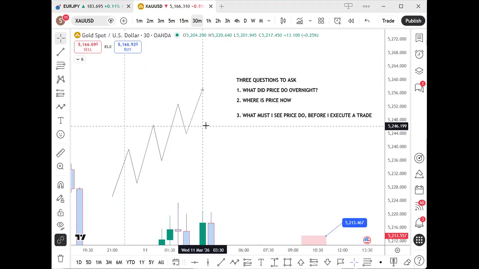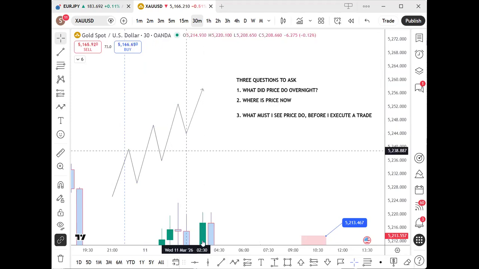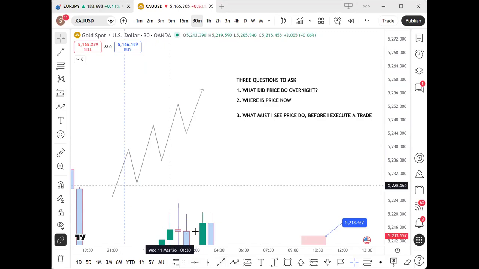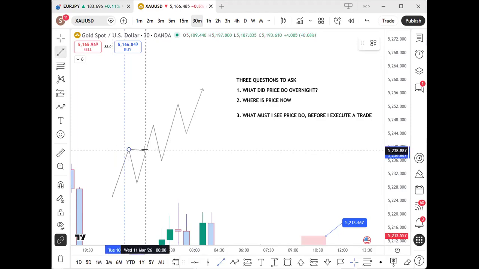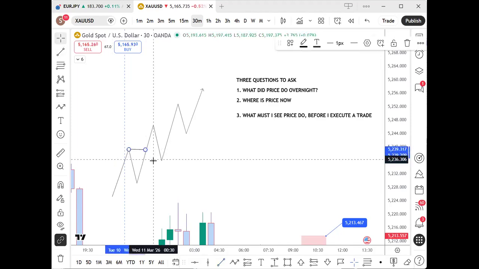So when we're trading, we say that when price breaks the last high, so this is a high right here, when price breaks this high, that is a break of structure, right?